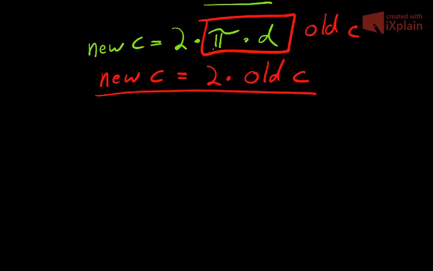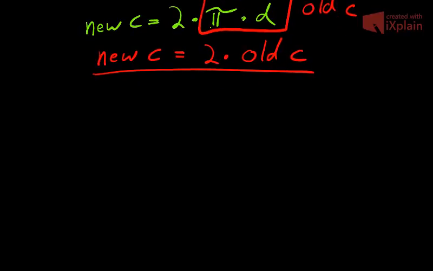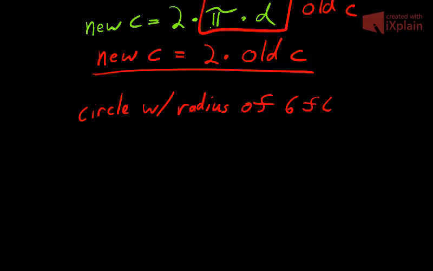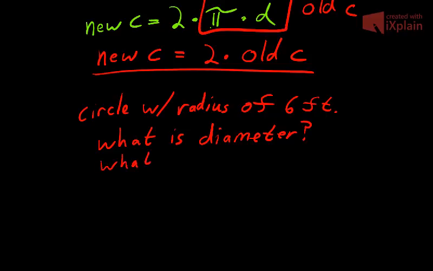So the question I would like you guys to solve is, I want you guys to tell me, if I have a circle with a radius of 6 feet, what is the diameter? And what is the circumference?